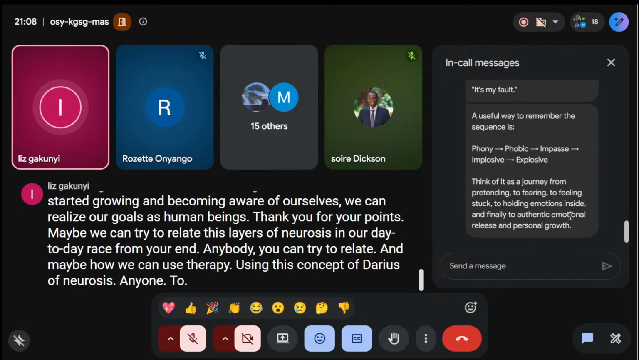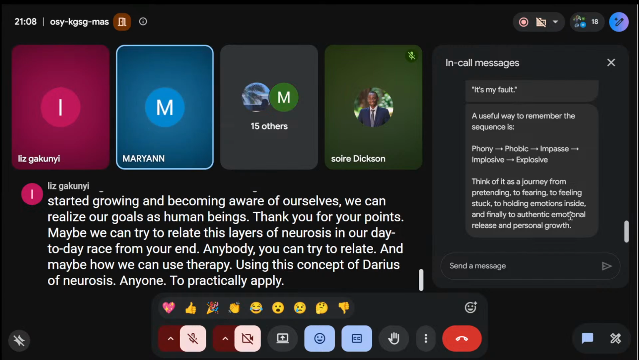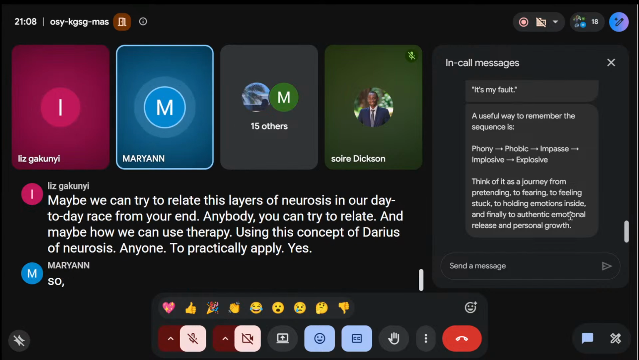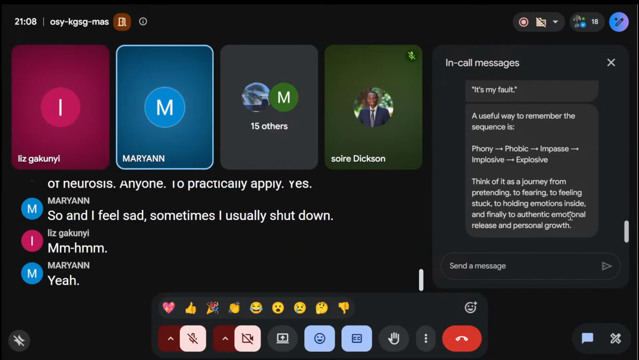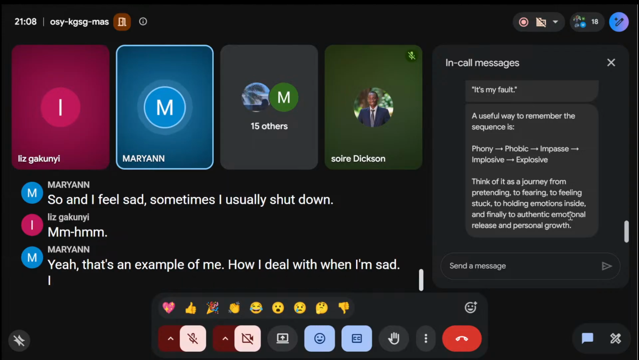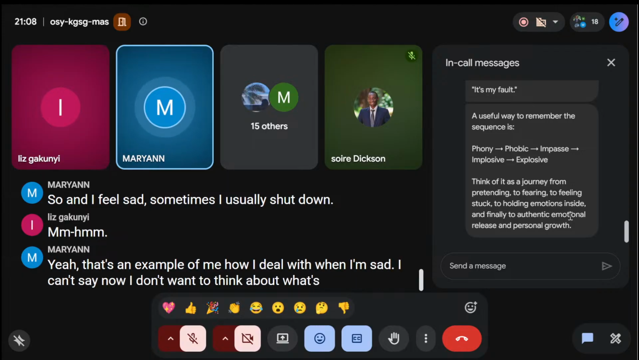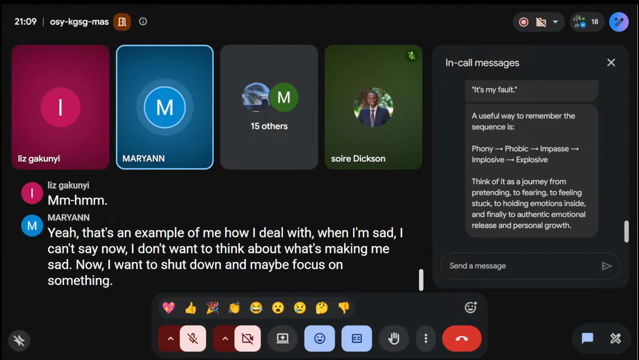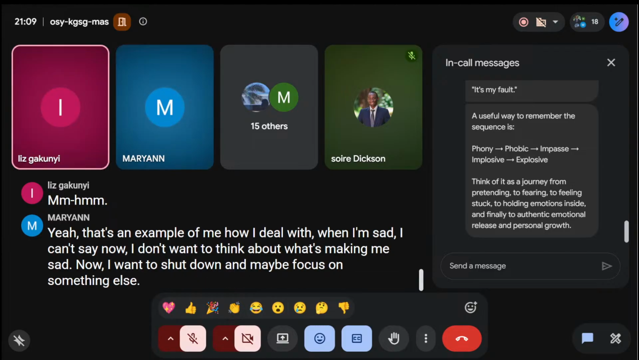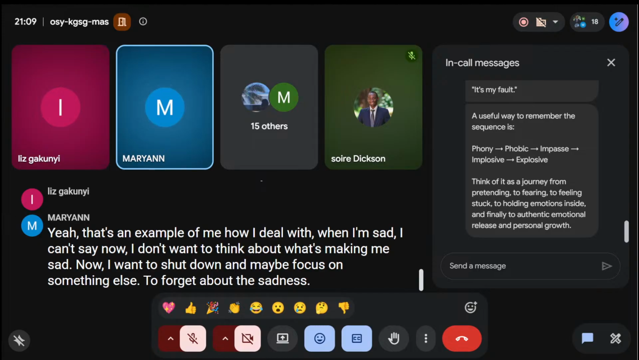To practically apply. Yes, me here. So when I feel sad, sometimes I usually shut down. That's an example of how I deal with it when I'm sad. I can decide now I don't want to think about what's making me sad. Now I want to shut down and maybe focus on something else to forget about the sadness.